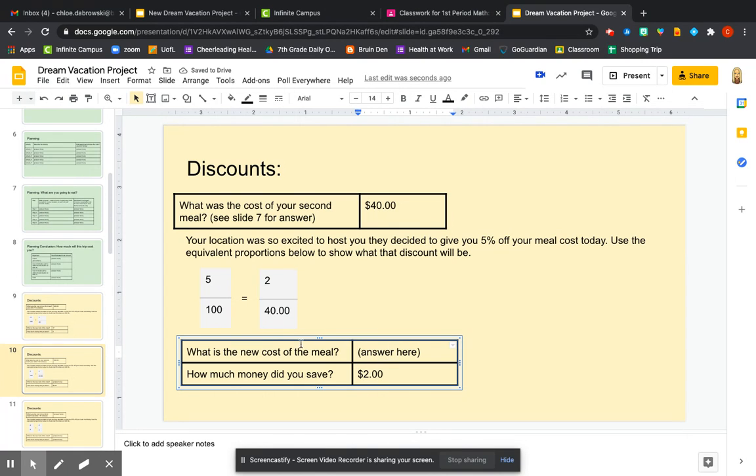In order to find the cost of your new meal, we know we had 40. We're getting $2 off. 40 minus 2 gives me a new cost of 38.